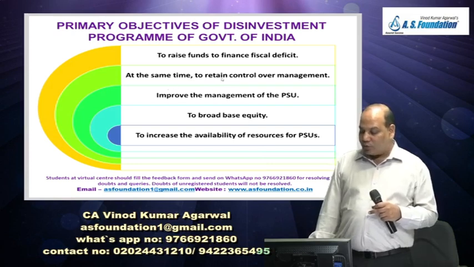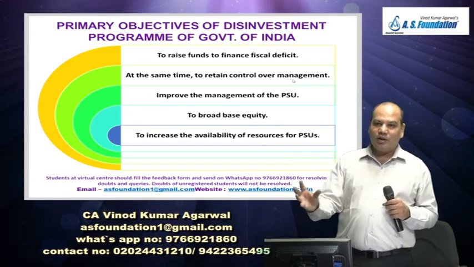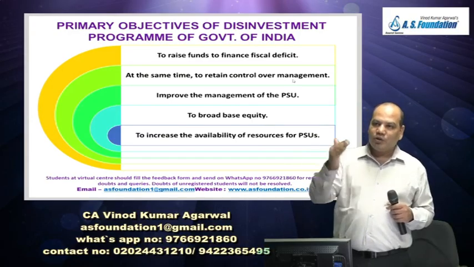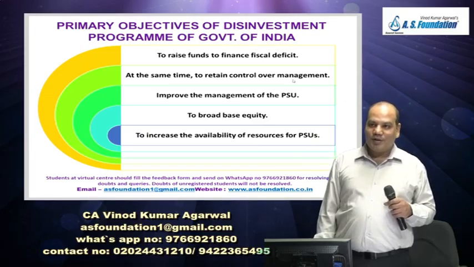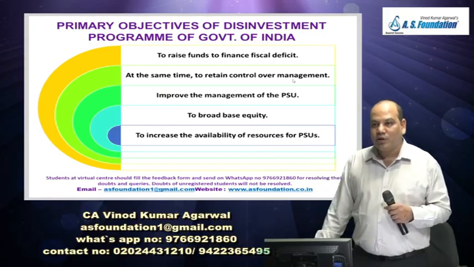At the same time, the aim is to retain control over the management also. So recently you will see Coal India Limited, NTPC, ONGC, they are all listed, where the government is reducing its stake but not below 50%. So control is also there. At the same time, by diluting some stake, you are able to raise the funds also.